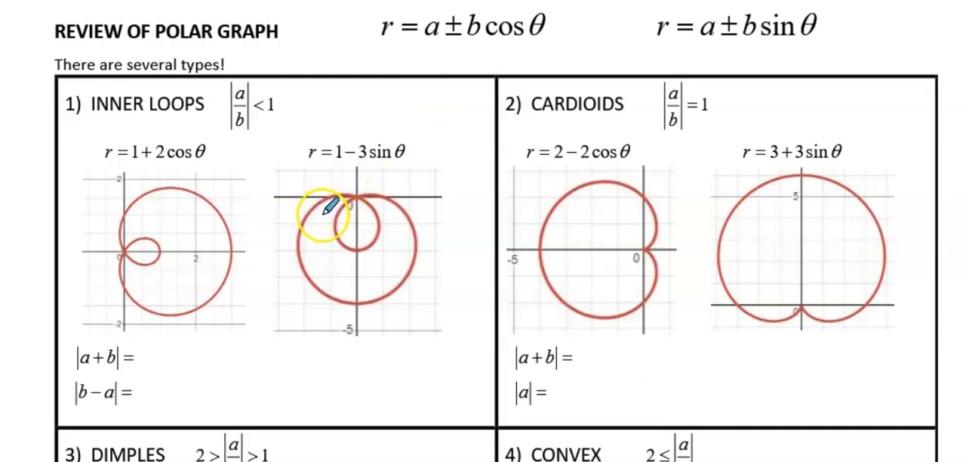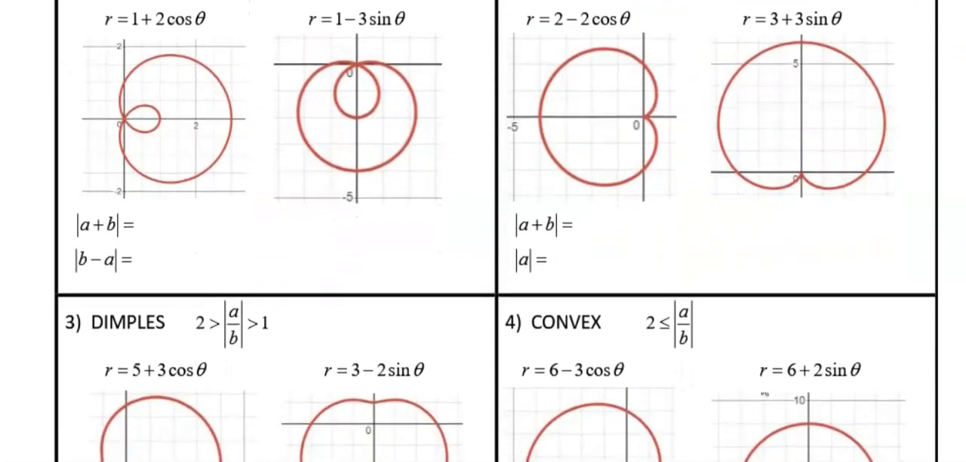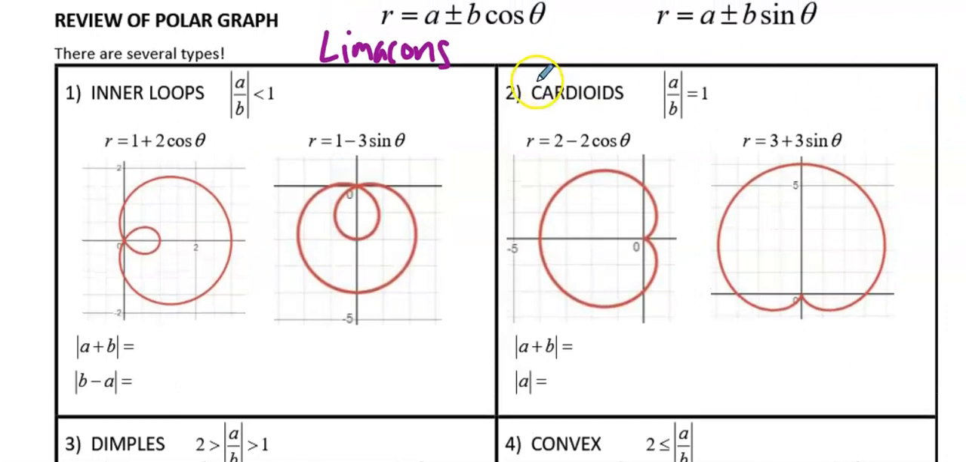There are three types of polar graphs that we're going to do in this class, and the first one is going to be our limaçons, which is the inner loop, the cardioid, our dimple, and our convex. Then we're going to talk about our circles, and then we're going to talk about roses. So let's start with the special types of limaçons, which is the inner loops, the cardioids, the dimples, and the convexes.